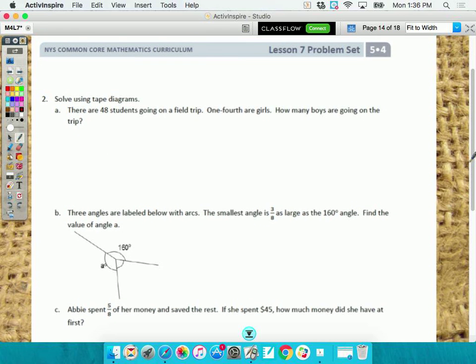Solve using tape diagrams. There are 48. What I want you to figure out first when I read this is, do we have a total? That's the first step. There are 48 students going on a field trip. 1/4 are girls. How many boys are going on the trip? Do I have a total? Yes. Okay, I have the total number of students going. What is it? 48.